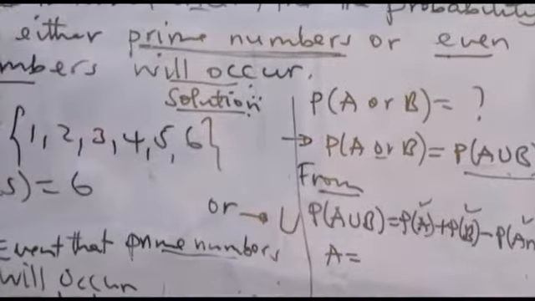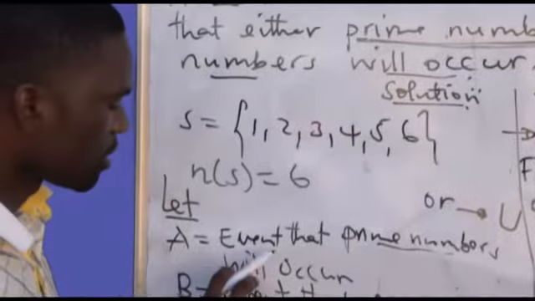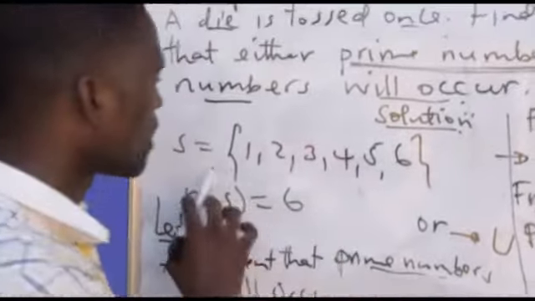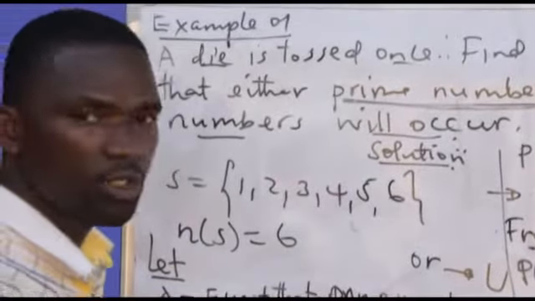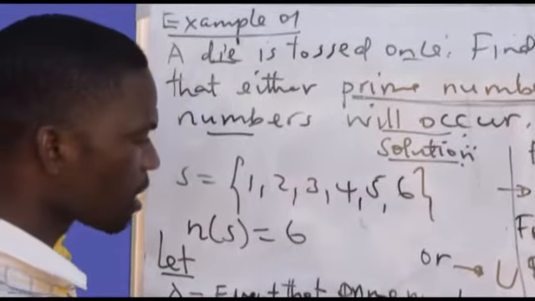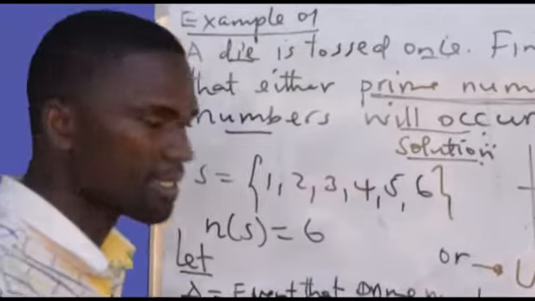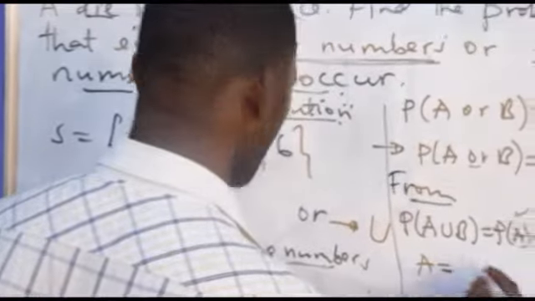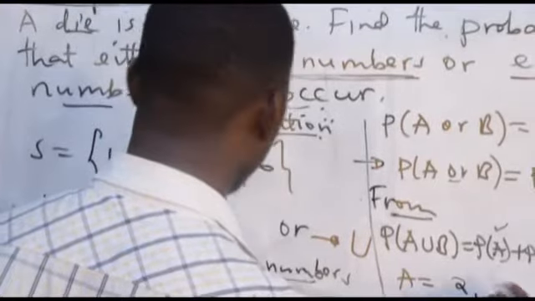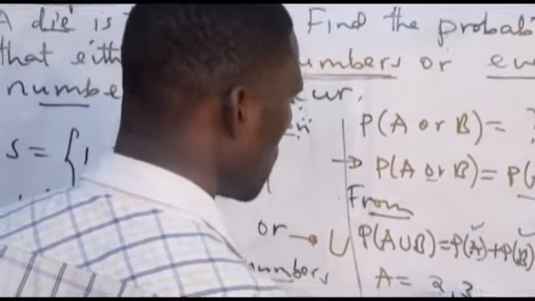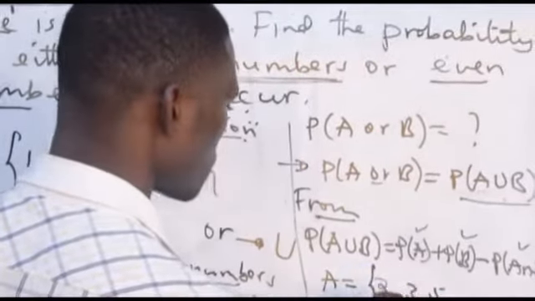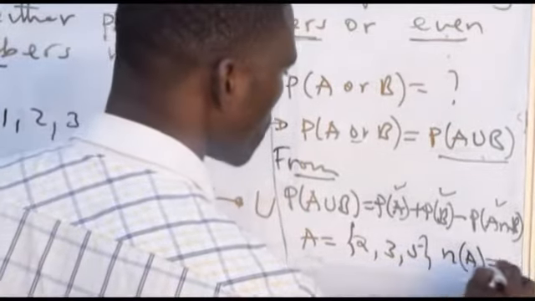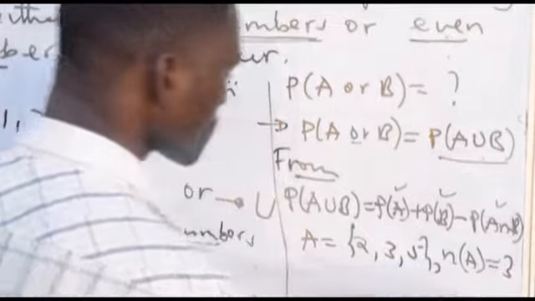Now what will be the set A? The set A, according to the question, is the event that prime numbers will occur from the available numbers 1 up to 6. So here you have to pick all prime numbers from the available 6. The prime numbers will be 2, 3, and 5, where the number of elements in A is 3.